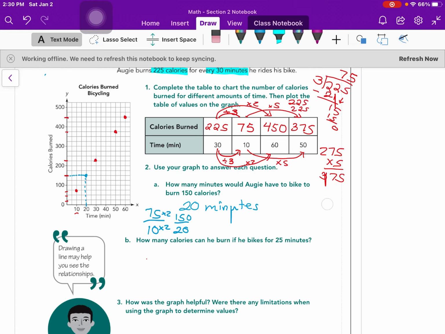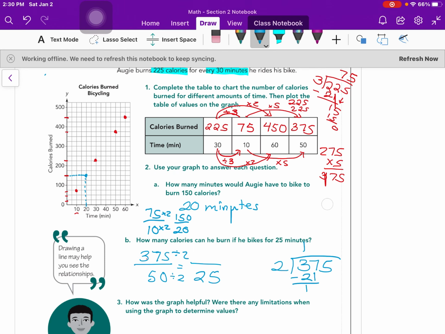25 minutes. Okay, well, couple of things I can do here. I can go back to my chart and I could see, well, he burns 375 calories in 50 minutes. So in 25, I know to go from 50 to 25, you scale down by dividing by 2. So I could take 375 divided by 2. And let's see. Get 1, bring down my 7. 2 goes into 17. How many times? 8 times.